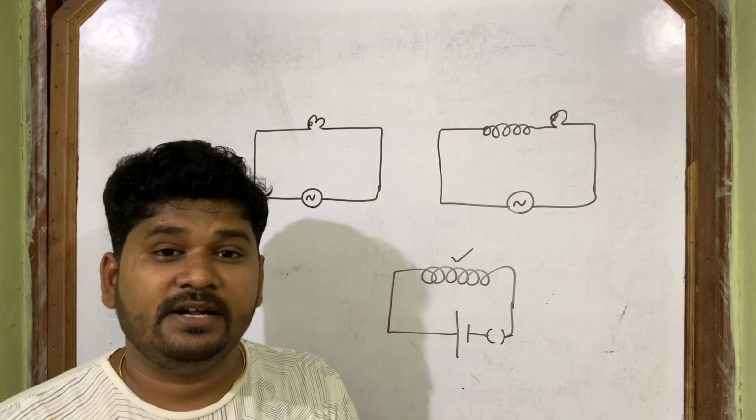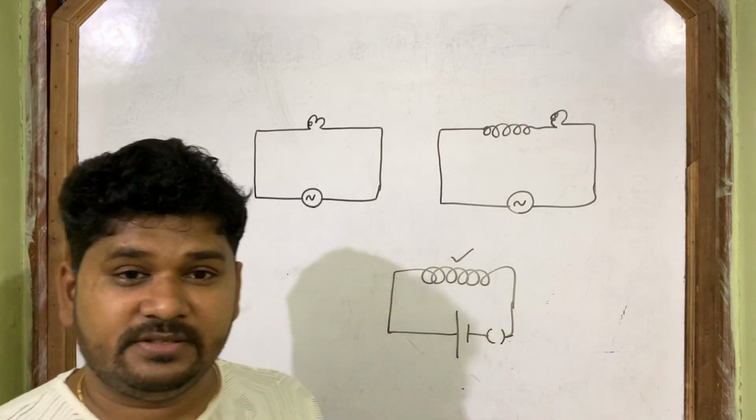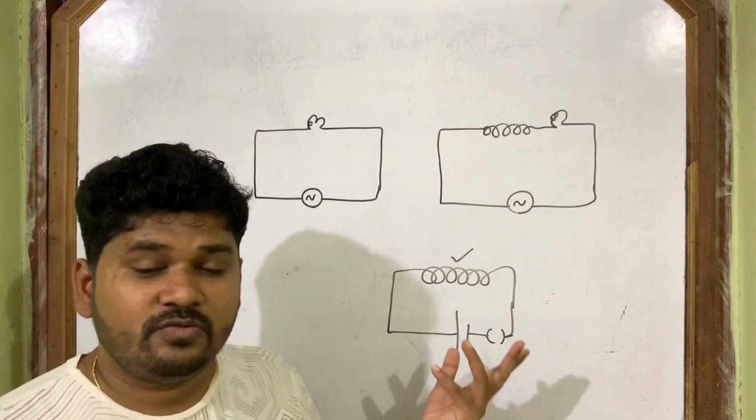The inductor behaves like a conductor. It loses its property. Nothing happens there because the current is constant. What will it oppose?